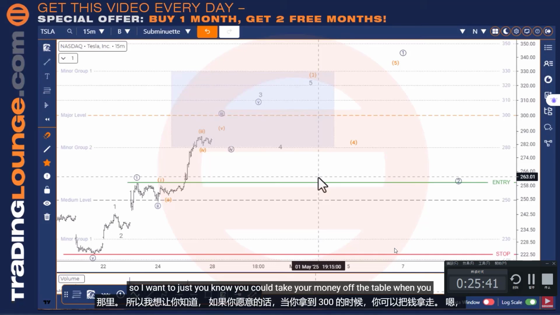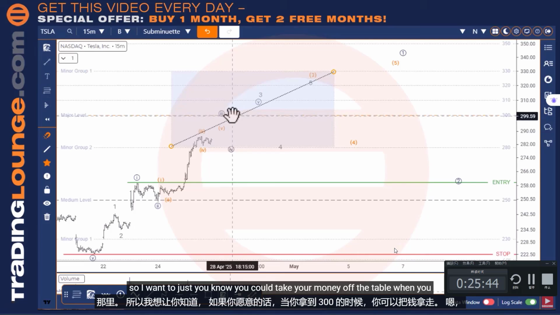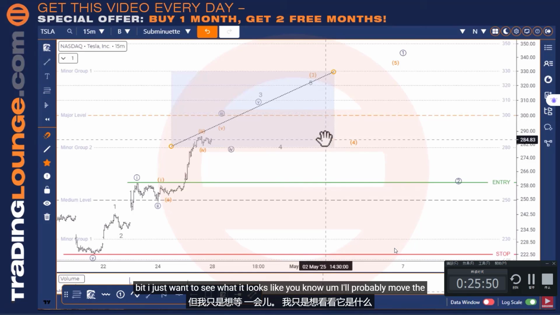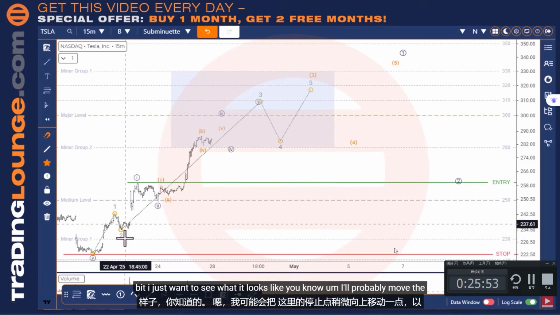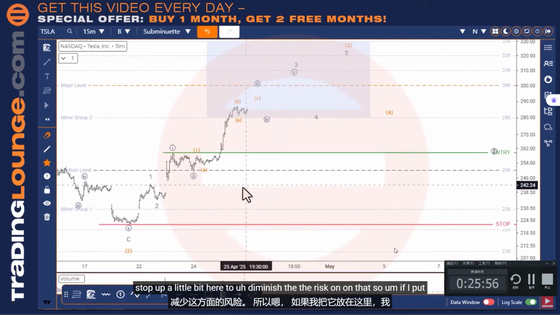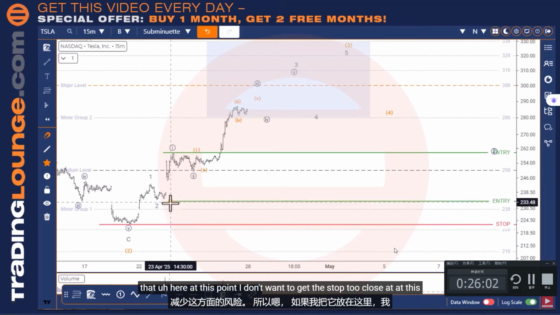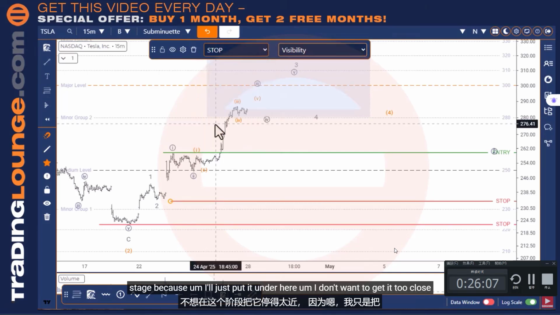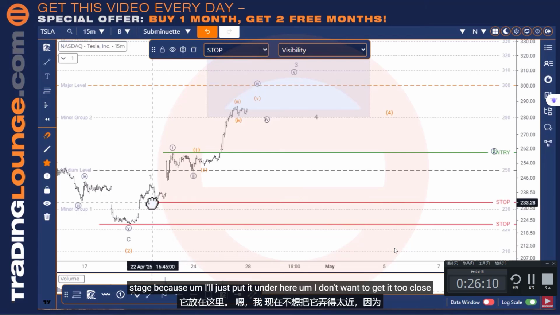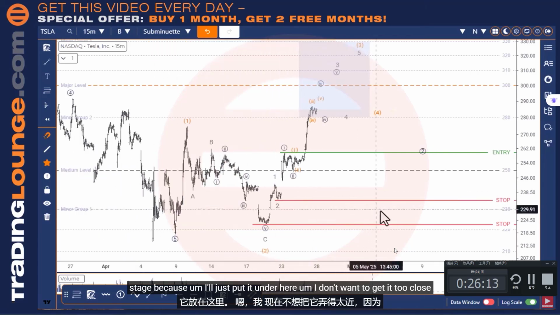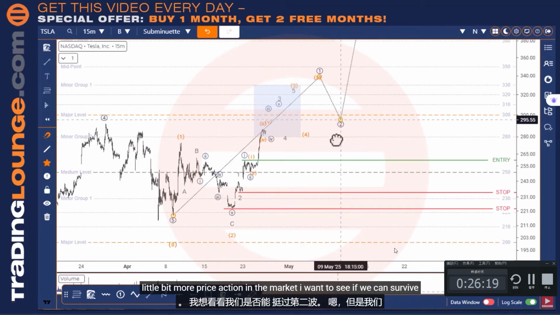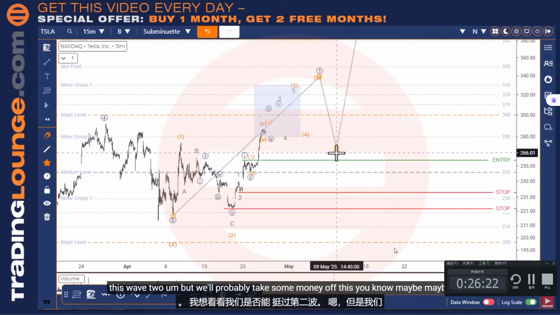So you could take your money off the table when you got to the 300 here if you wish, but I'm just going to wait it out a little bit. I just want to see what it looks like. I'll probably move the stop up a little bit here to diminish the risk on that. I don't want to get the stop too close at this stage, so I'll just put it under here. I want to see a little bit more price action in the market. I want to see if we can survive this wave 2.